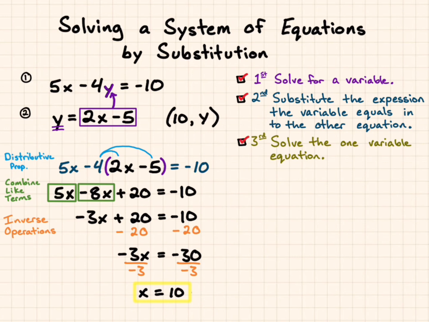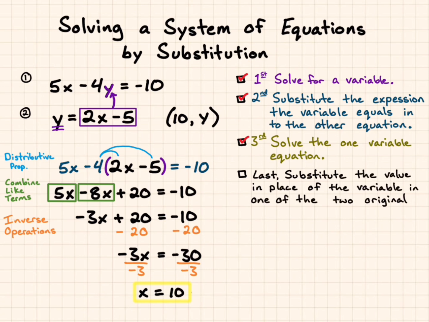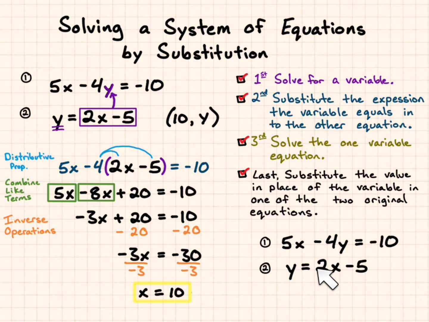Now if x equals 10, we're on to our last step, which is to substitute the value in place of the variable in one of the two original equations. So I take my two original equations. I know that if x equals 10, I can put that in substitution for x. So in the first equation and the second equation, I can substitute 10 for x. And this is what they look like. And now it's really up to me which one I want to solve.